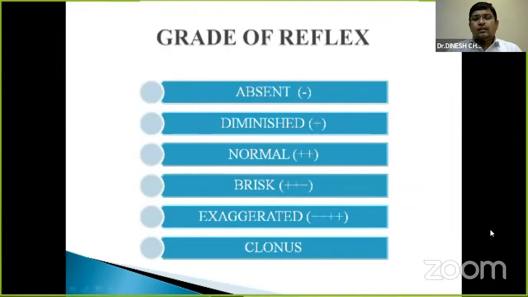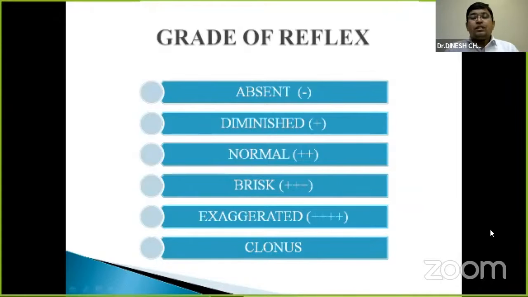So what are the grades of reflexes? Absent is denoted as minus. Diminished is denoted as 1 plus. Normal is 2 plus. Brisk is 3 plus. Exaggerated is 4 plus, and clonus. So these are the gradings of reflex testing.